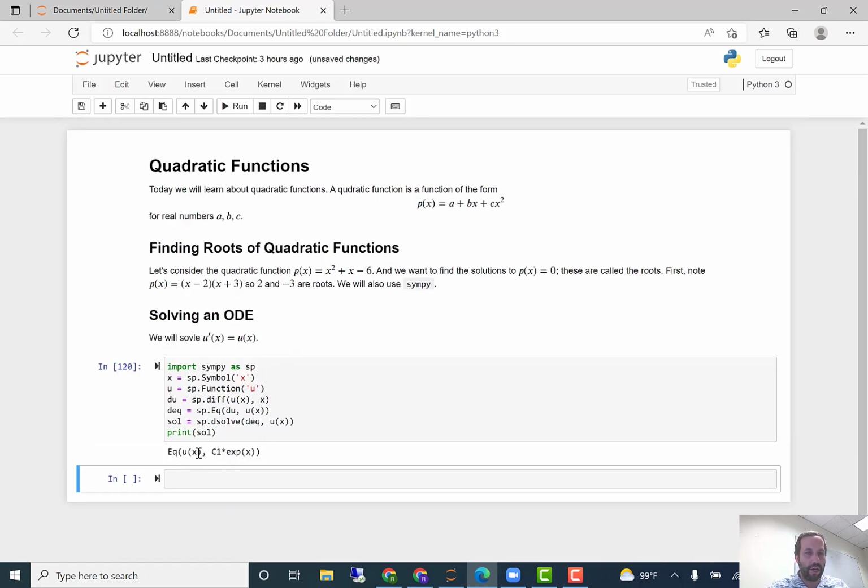So it returns an equation, and what it's saying is u of x is equal to e to the power of x.